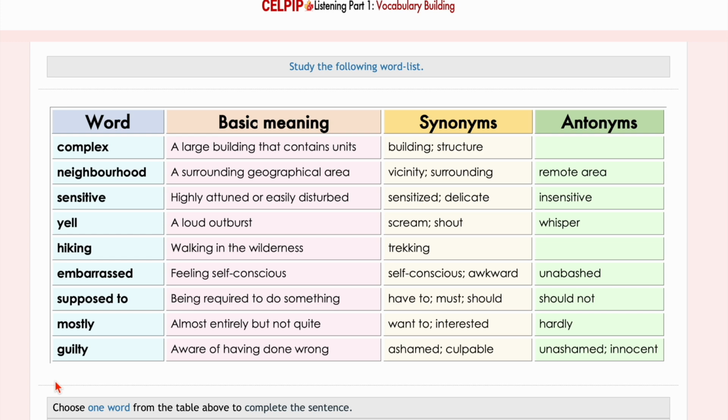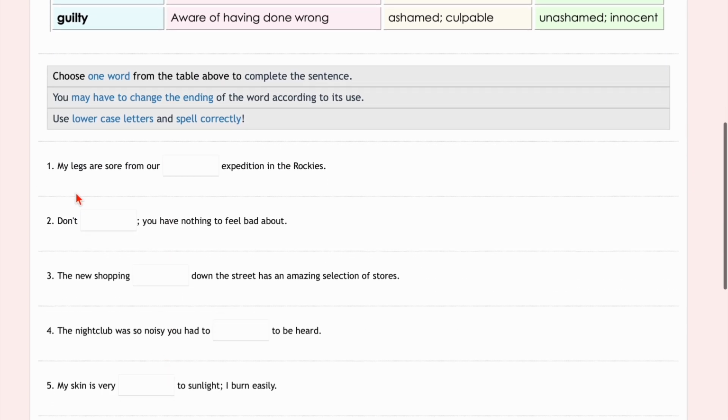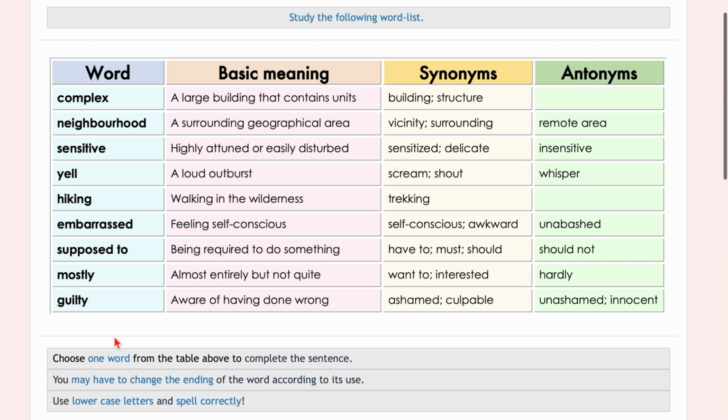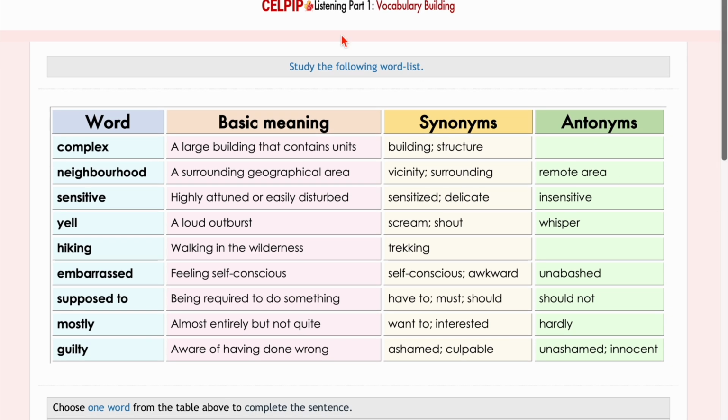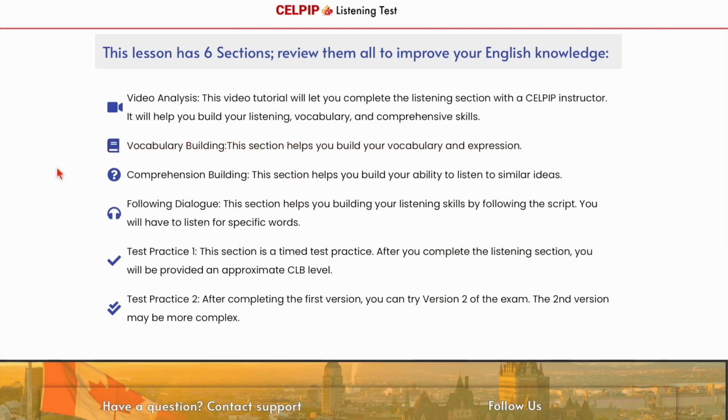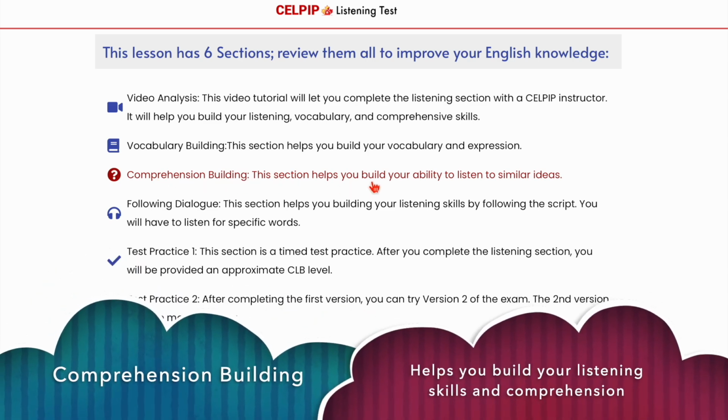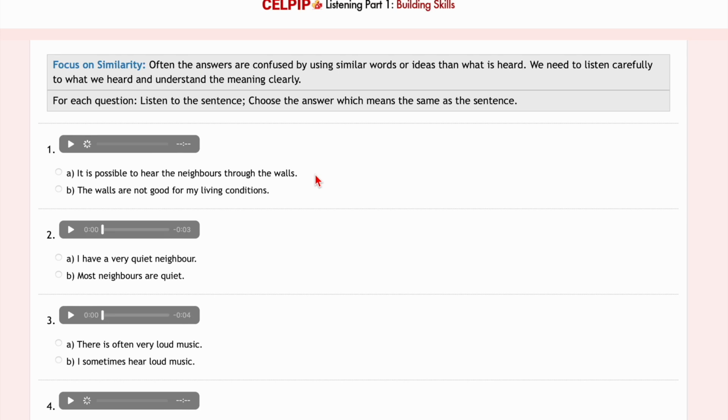And after you study the word list, we have an exercise down here where you have to complete the sentence with one of the words that you studied. This is a great exercise, everyone, to improve your vocabulary. And then after that, we have a comprehension building exercise. This exercise is great to improve your listening skills. What do we do here? Well, here we listen to a sentence.